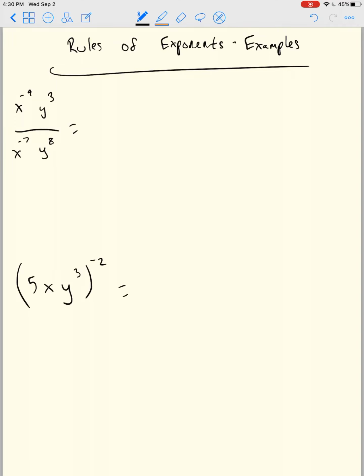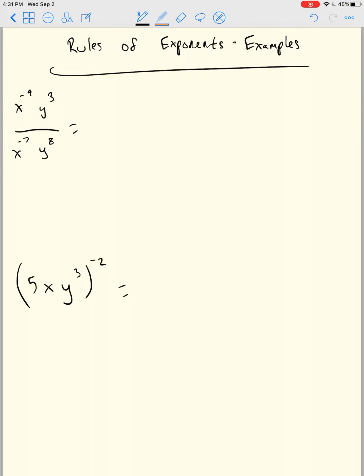Hey there, everyone. I'm going to talk about some examples of using rules of exponents. So in this first one, we've got a couple different rules going on. First thing I see is a lot of negative exponents, so I want to use the negative rule to adjust that.